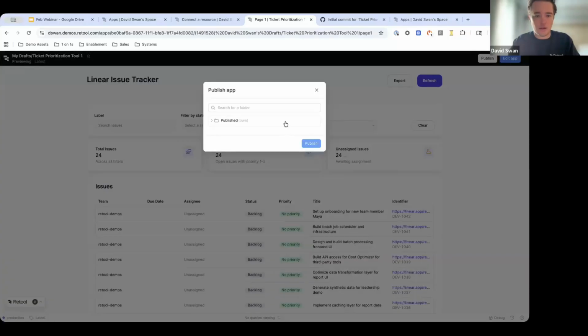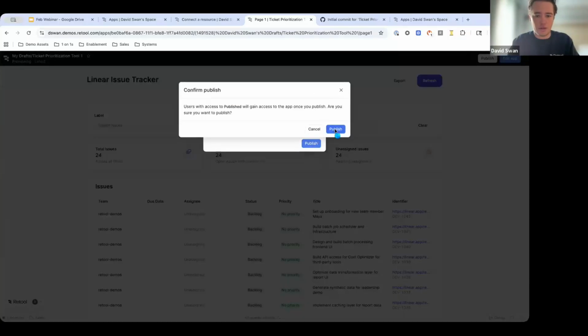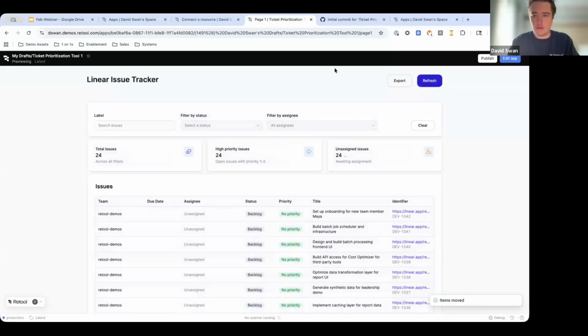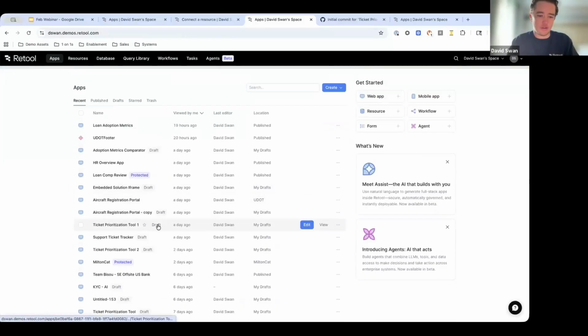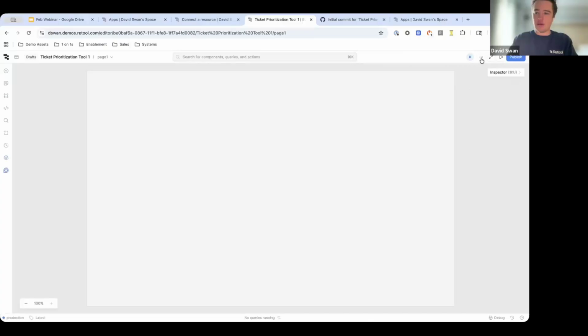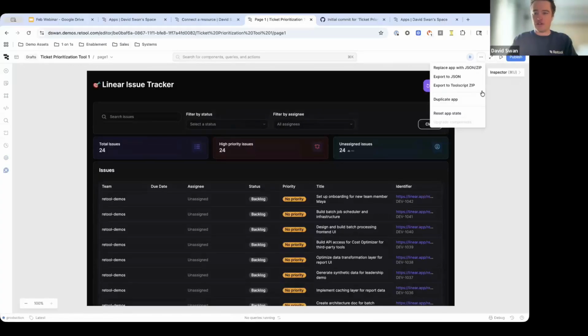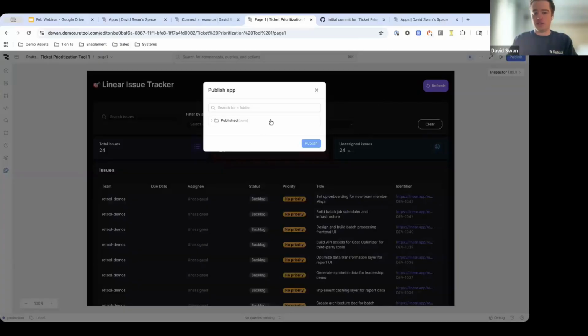And we're going to go in and we are going to quickly showcase how if I go back to home, our applications, our ticket prioritization tool can be connected directly to our source control instance.